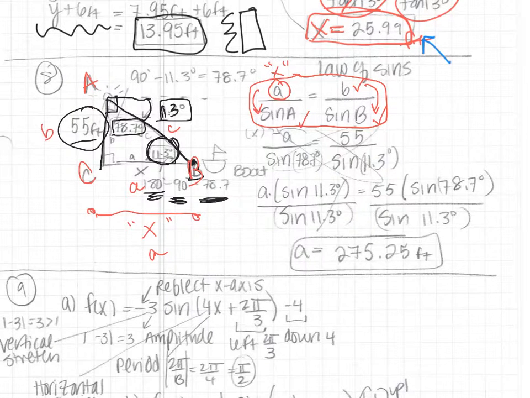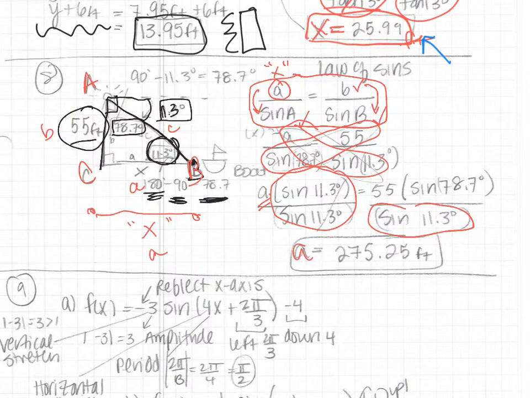So then we just plug in, we cross multiply, right? A times sine of 11.3 degrees is equal to sine of 78.7 times 55. And we're solving for side A, so we divide by sine 11.3 degrees on both sides. So A is 55 times sine of 78.7 degrees divided by sine of 11.3 degrees. Just make sure that your mode is in degrees.